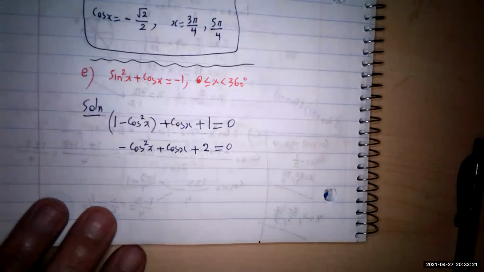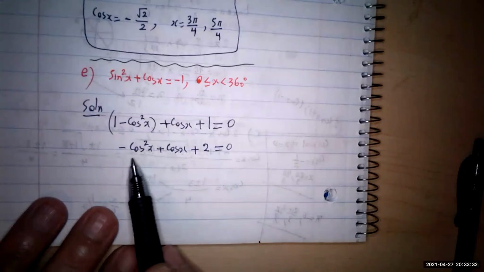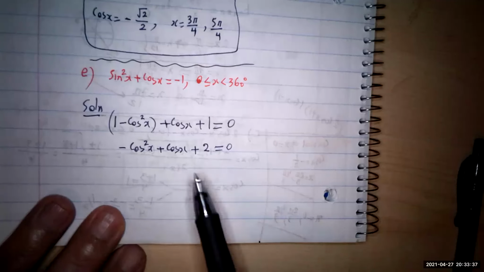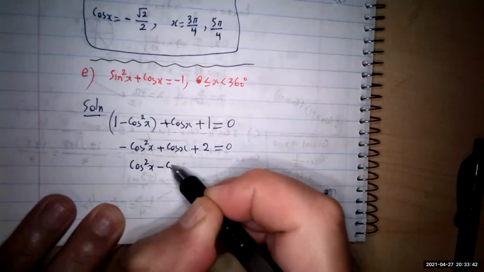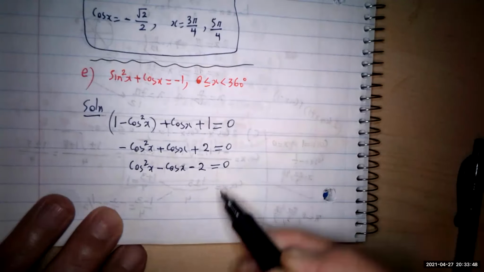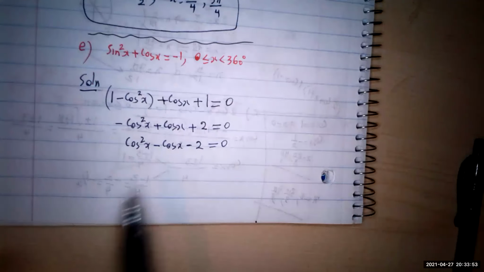So we end up with this equation this time. If you feel comfortable, you can stay with this negative here. If you feel uncomfortable, you can multiply by negative 1. It doesn't matter. If you multiply everything by negative 1, you may change it to cosine square minus cosine x minus 2 equal to 0. So that looks familiar. You may be able to factor it, which is going to be the case.